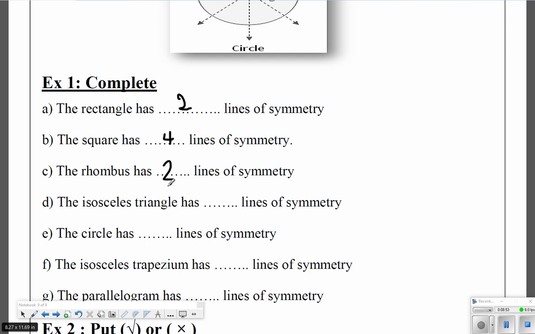The isosceles triangle, the triangle which has 2 equal sides, it has just 1 line of symmetry. The circle has infinite lines of symmetry. Yes? We see it at a note. Okay, the isosceles trapezium. We said the trapezium has 0 lines of symmetry, but the isosceles trapezium has 1 line of symmetry. The parallelogram has 0. Yes, we said it before. The parallelogram has 0 lines of symmetry.